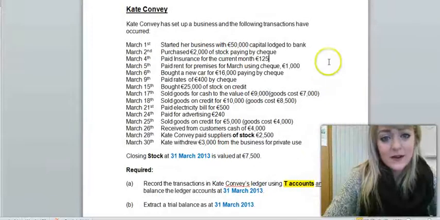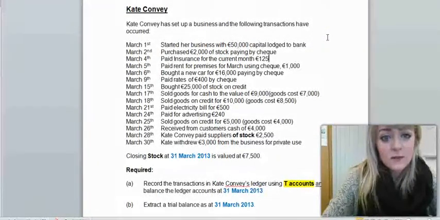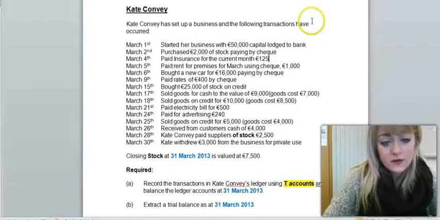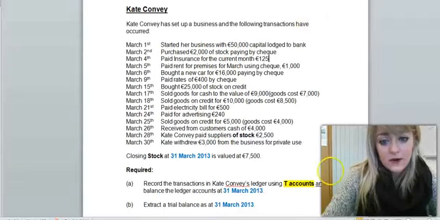Hi guys, so today we're going to look at a K-Combi question. It just deals with the basic debit and credits that Kelly has already showed you previously. Kate has set up a business and the following transactions have occurred. What I would always do straight away is look at what's required of us.